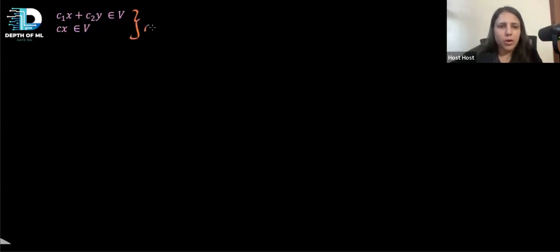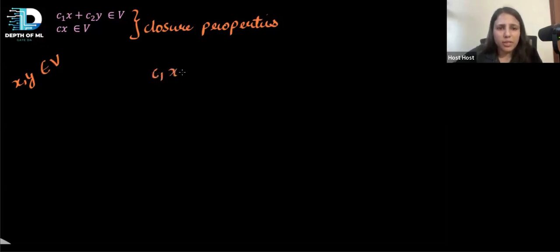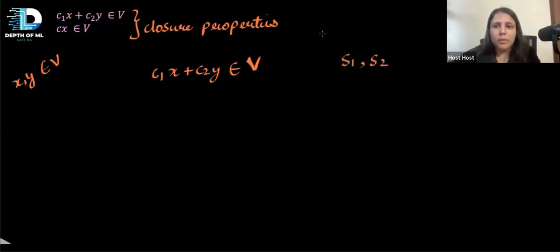So these properties are called closure properties. Closure properties. Okay. So for X and Y that belong to V, it's saying that if I take a linear combination, if I do C1X plus C2Y, then it also should belong to V, right? And this was a property that was not being satisfied in the sets S1 and S2, right? Not satisfied.